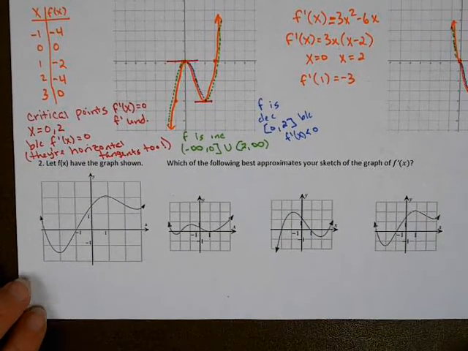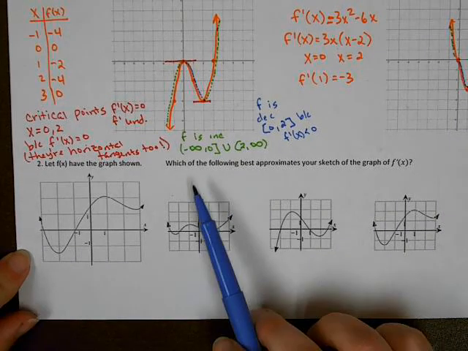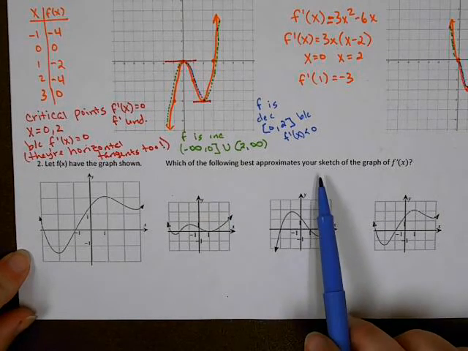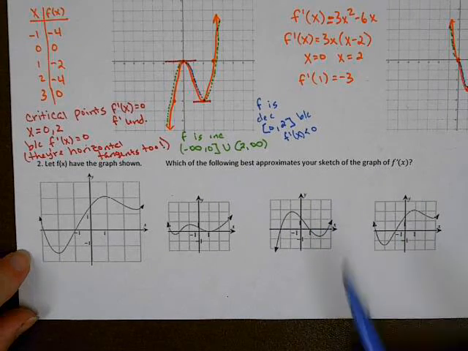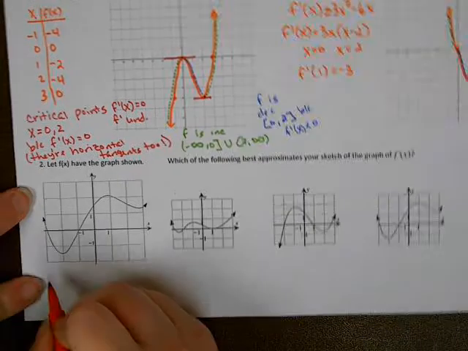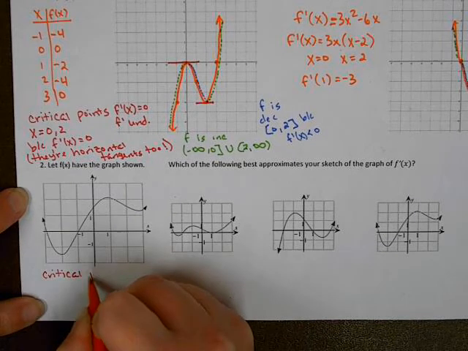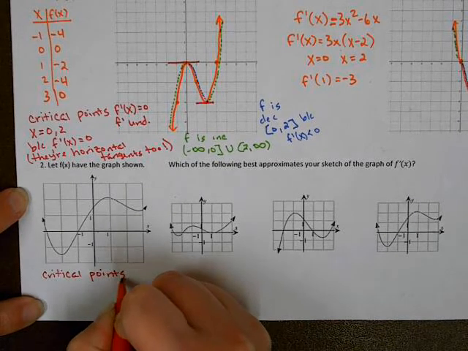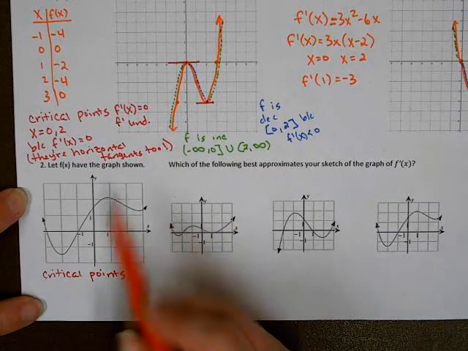So let's take a look at question 2. I'm giving you the graph of f of x, and I'm asking you which one best approximates your sketch to the graph of f prime of x. So what we need to do is first analyze the graph of f. So the first thing I do is I find any critical points. So again, critical points are where f prime is 0 or f prime is undefined.